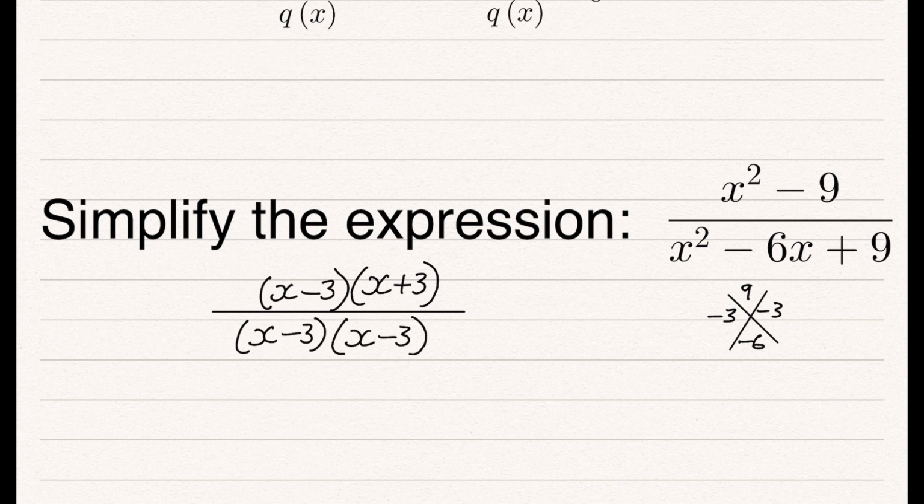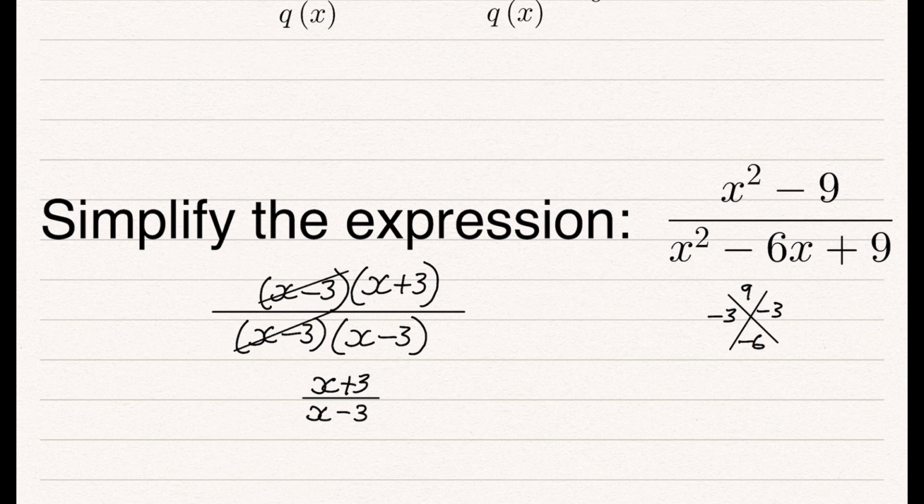And we could have written that as x minus 3 squared, but because we're going to look to cancel, I want to leave this in this form. These would cancel out here, and we would get x plus 3 over x minus 3.